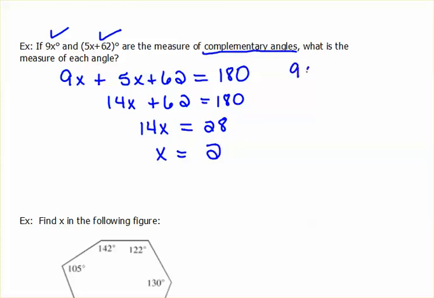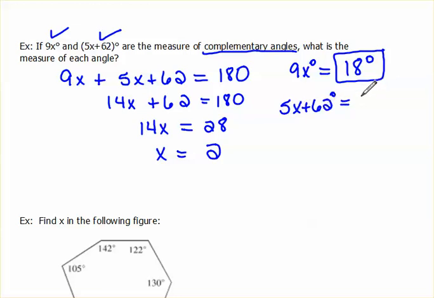Now, knowing that, we know that the 9x degree angle has to be 9 times 2, which is 18 degrees. And the 5x plus 62 degree angle is 5 times 2, which would be 10, plus 62, which would be 72 degrees. And because they are complementary, we can check ourselves and make sure that these add up to be 90 degrees, and they absolutely do.